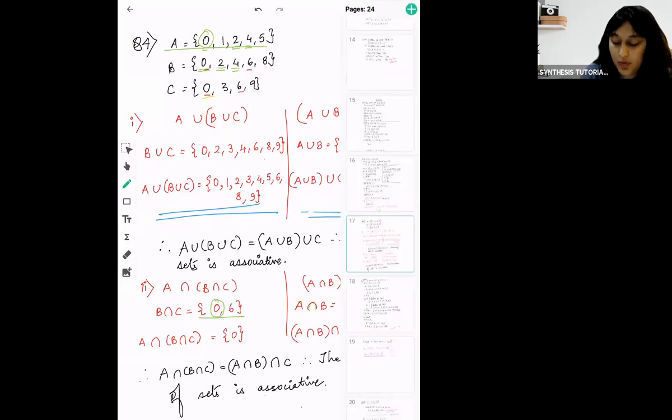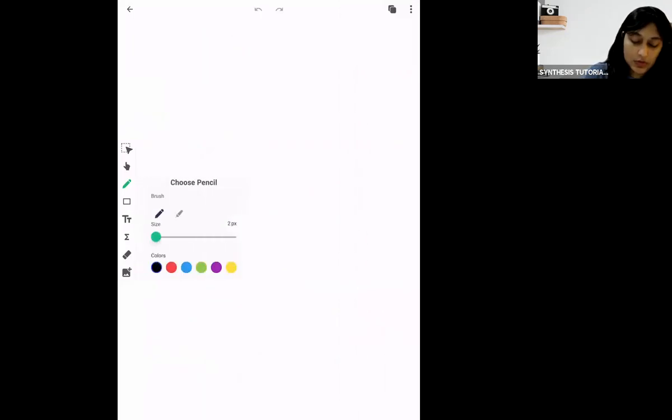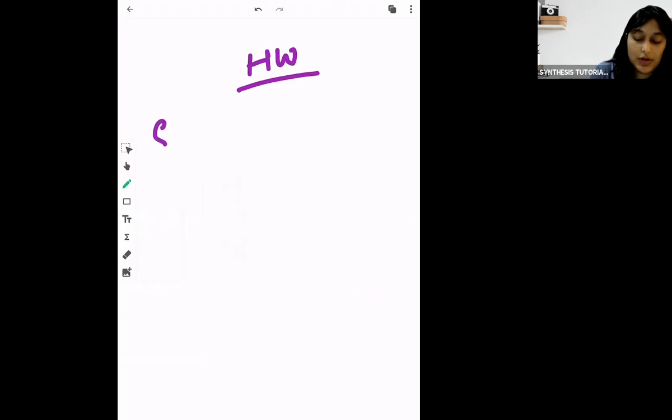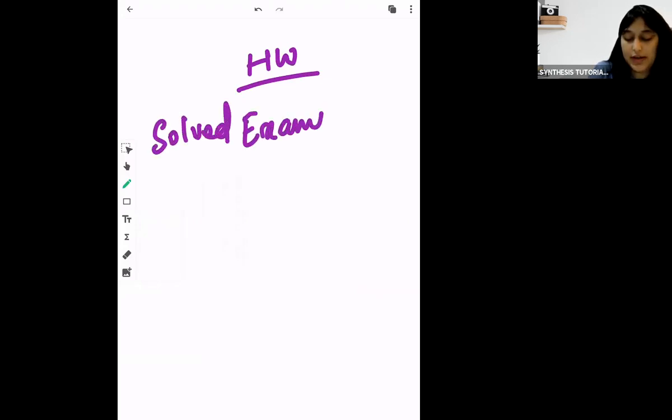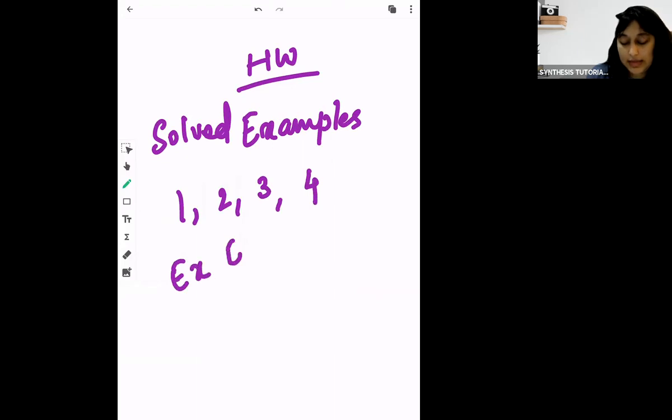Okay, so till the next class, just jot down this homework, solve examples, थोड़ा revision भी हो जाएगा. 1, 2, 3 and 4 and exercise 6 का question number 5.